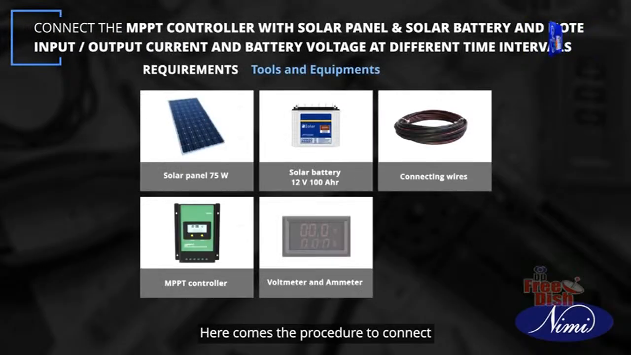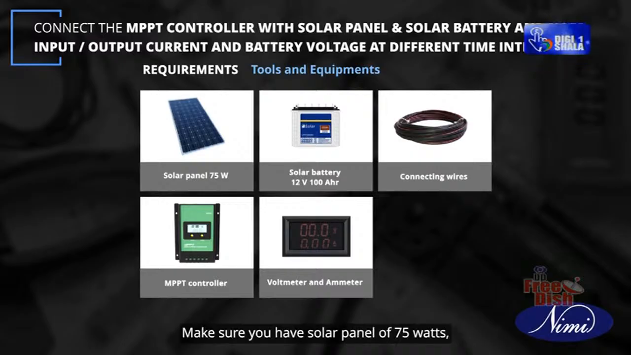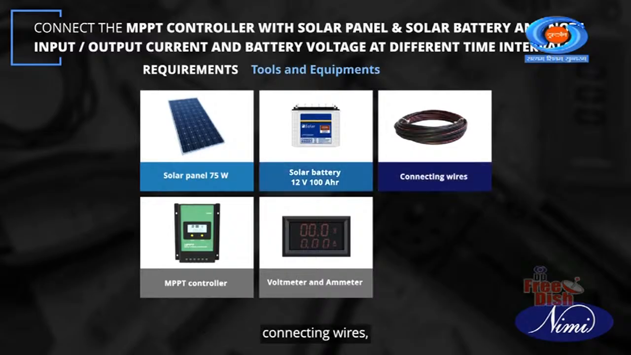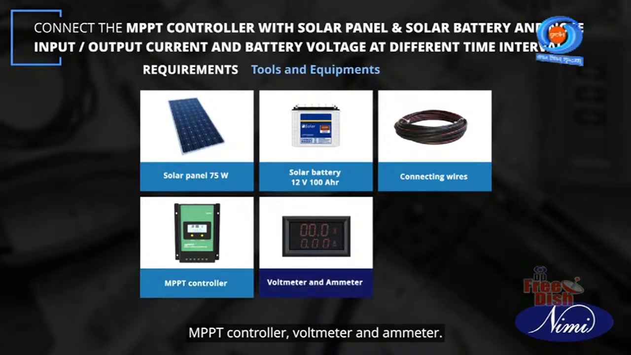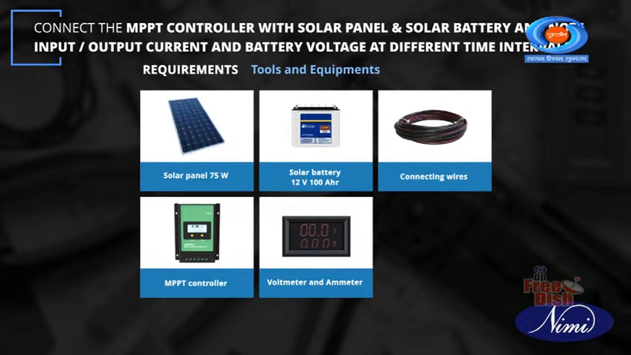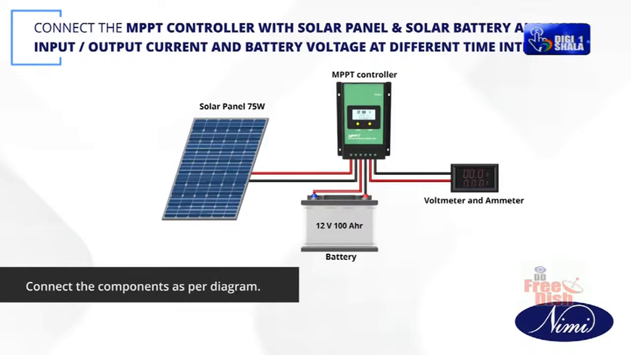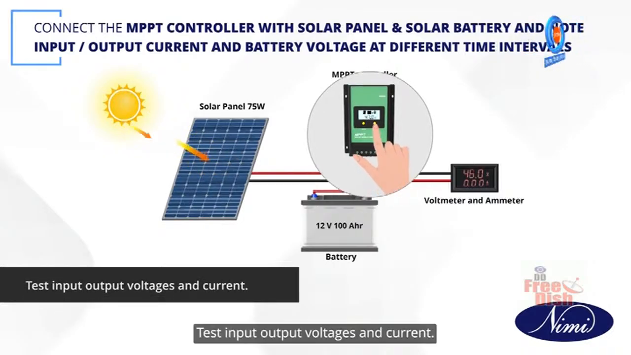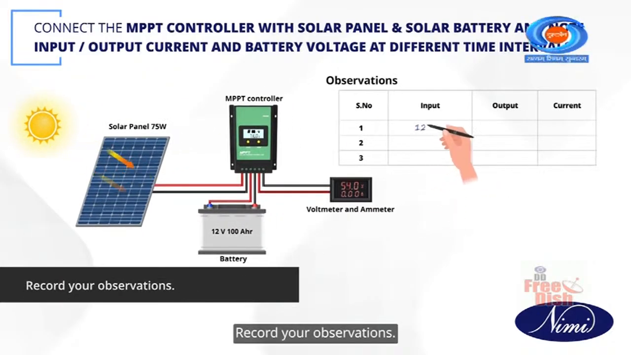Here comes the procedure to connect the MPPT controller with the solar panel and solar output. Make sure you have a solar panel of 75 watts, a solar battery of 12 volts 100 ampere hour, connecting wires, MPPT controller, voltmeter and ammeter. Connect the components as per the diagram. Place the solar panel in sunlight. Test input-output voltages and current. Record your observations.